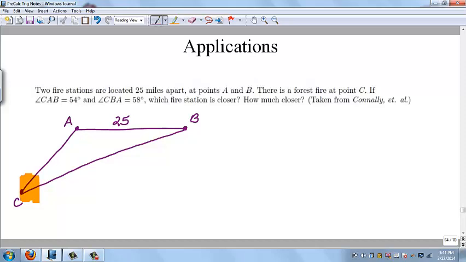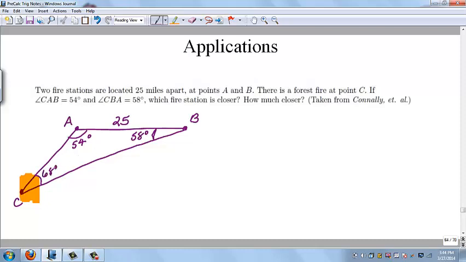So now I want to figure out which fire station is closer. Is it fire station A or is it fire station B? And then how much closer is it? Well, they said if this angle right here, angle CAB, oh no, that's not the angle right there at all. I apologize. Angle CAB is up here. Is 54 degrees. And CBA, which is this angle over here, is 58 degrees. Which station's closer? Well, I can figure this out by adding those two up and subtracting them from 180, which is 68 degrees.